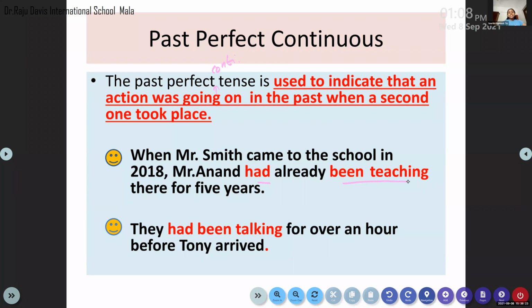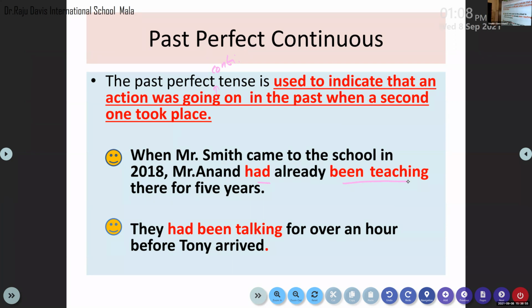Ma'am, 2013. 2013, right? If you are good at mathematics, 2013 is the right answer. So Mr. Anand joined that particular institution in 2013. After 5 years only, Mr. Smith joined. So who joined first? Mr. Anand. When Mr. Smith came to that institution in the year 2018, Mr. Anand had already been teaching there for 5 years. Clear? Yes, ma'am.